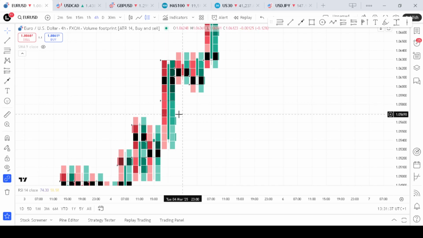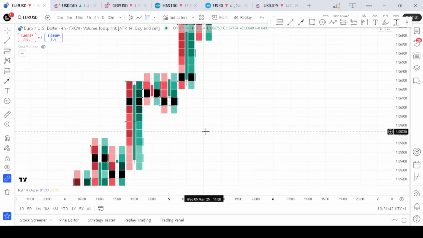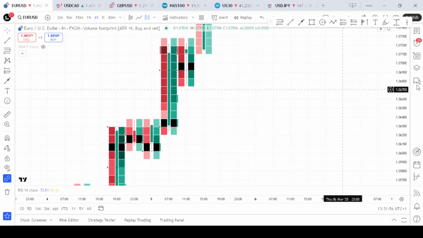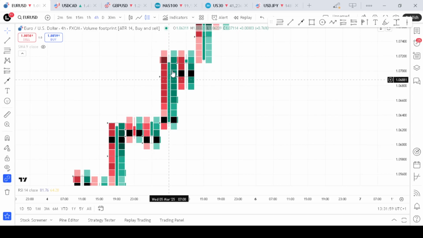When analyzing the volume footprint chart, pay special attention to the relationship between price movement and the volume distribution. Strong price movement supported by high volume in the same direction generally indicates healthy strength. And as we can see, since we are trending to the upside, we can see high bullish volume in the chart.